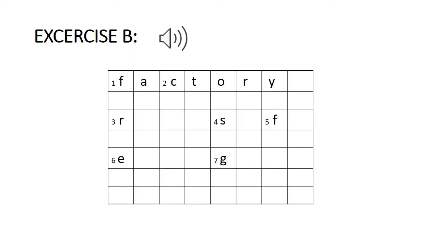2.6 Values. I will learn about sharing food. Exercise B. Complete the crossword about food and farming. Now here we have given a crossword in the first slide and then we have some clues in the second slide. So first let's read the crossword. Okay, the first word that we have given is factory.